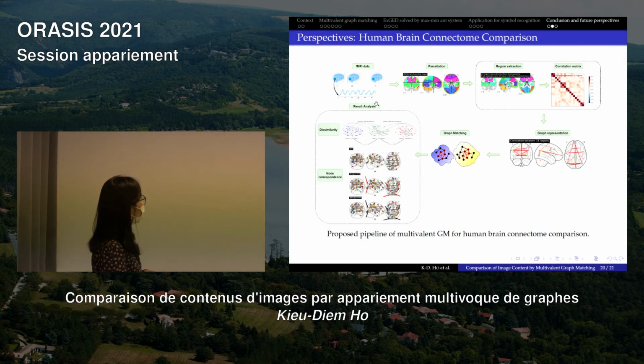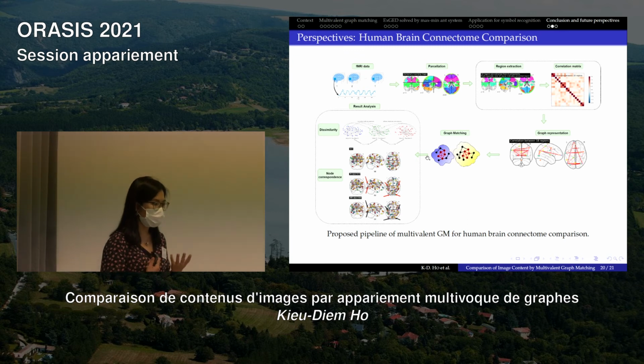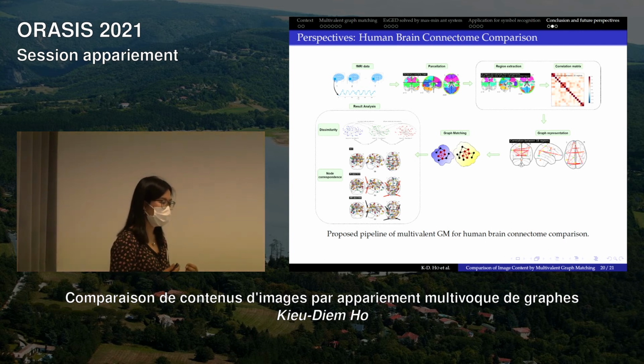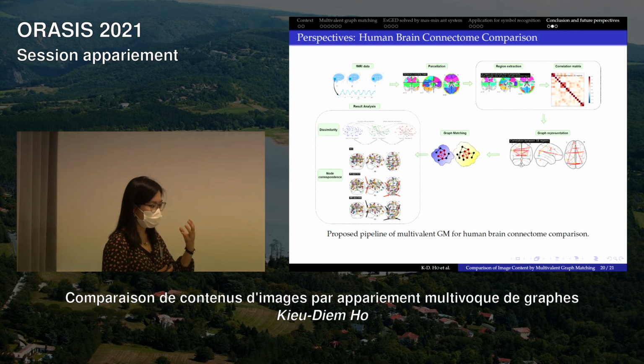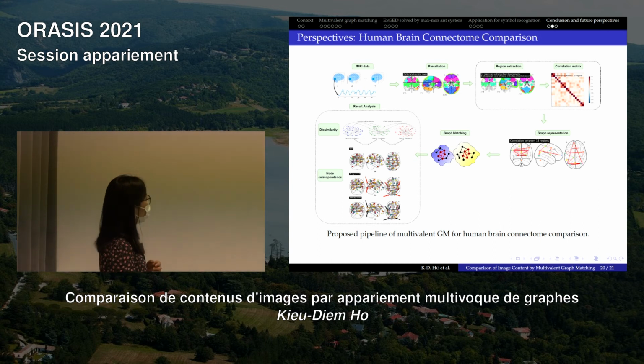So here we want to know what is the difference between the organization of the brain of a patient, like Alzheimer's or Parkinson's, and the brain of a healthy person, by considering the patterns, by considering the difference at a low level, like between the regions inside. And now I'm at the step of doing graph representation to do the graph matching and analyzing the result.